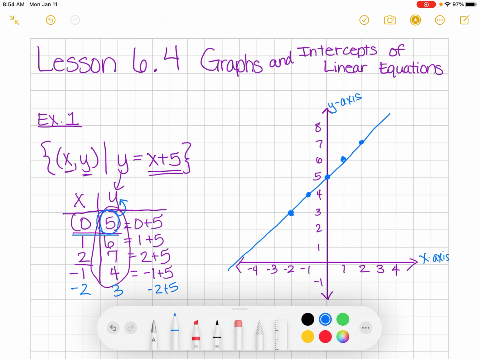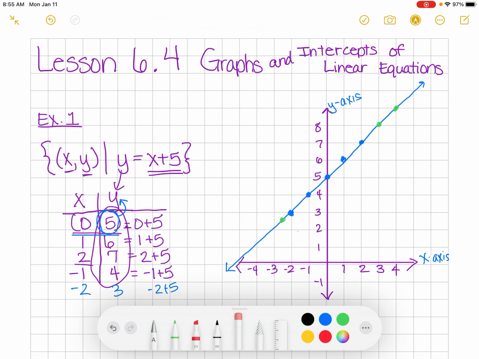Now I should be using a ruler, but I can't do that on my iPad. It's too hard. So here's my line, and you should use a ruler. It should not look as wavy as this. And see how this one didn't really go through the point? That was because I did not have a ruler. Okay, so that's my line. And this tells me that every single point on this line, even the half points, this would be negative 2.5 and 2.5, right? So it's telling me all those points are part of this line. So that's how you graph it.